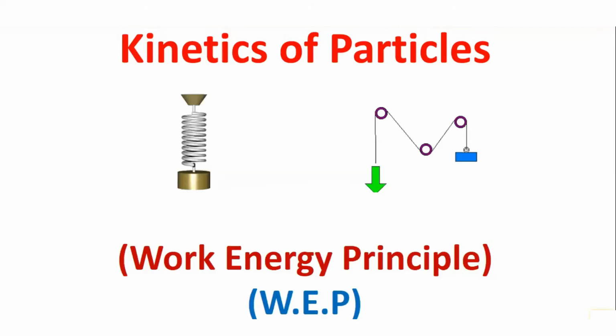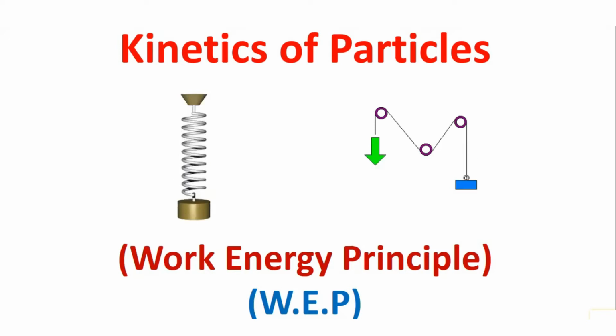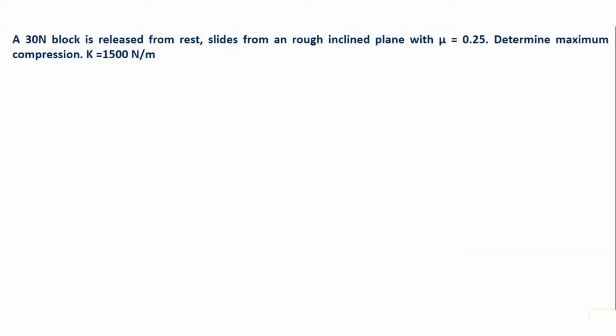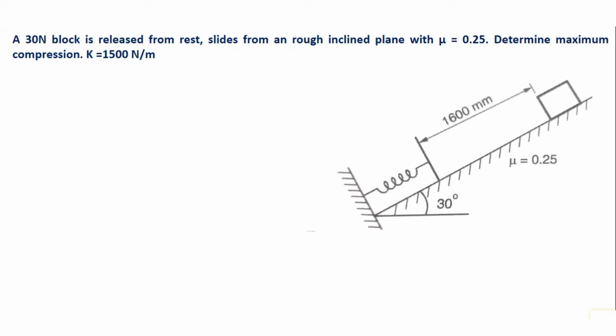Welcome students. Let us solve some more problems on the topic work energy principle. So the next problem is: a 30 Newton block is released from rest and slides down a rough inclined surface with mu equal to 0.25. Determine the maximum compression of the spring when K is equal to 1500 Newton per meter.